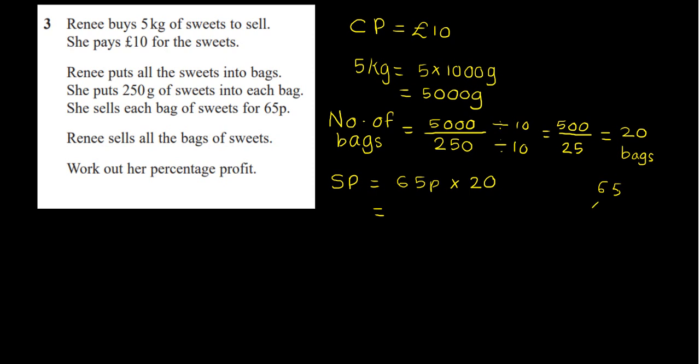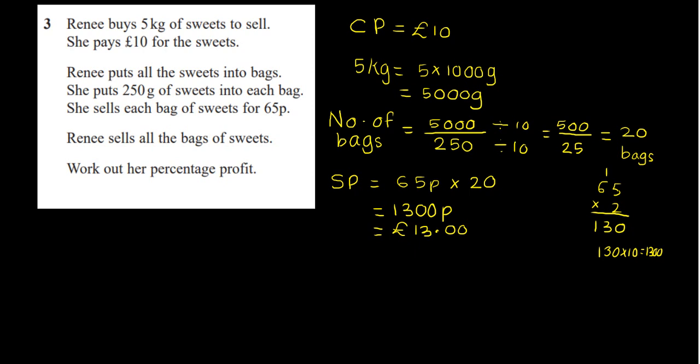65 times 2, and then I'm going to multiply it by 10. 2 times 5 is 10, carry 1 up. 2 times 6 is 12, plus 1, 130, and then 130 times 10 is 1300. So that's 1300 pence, which is also the same as £13, right? Because 100 pennies make a pound. Okay, so she sold all of her sweets for £13.